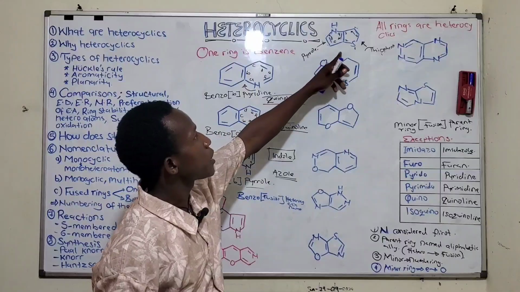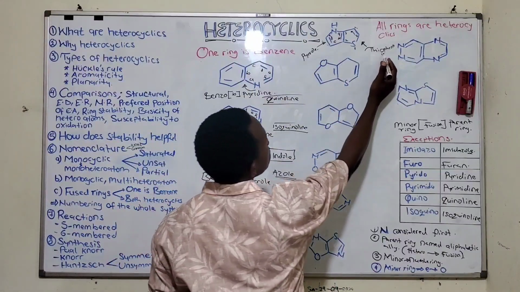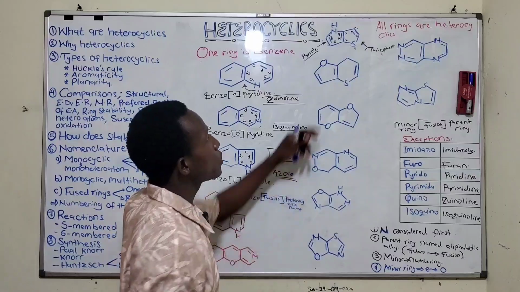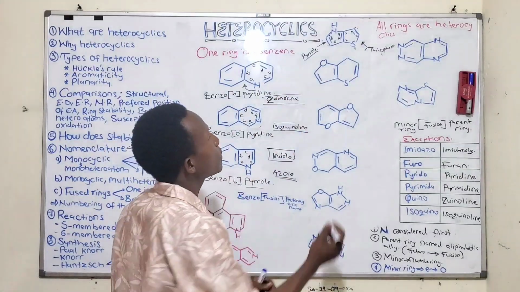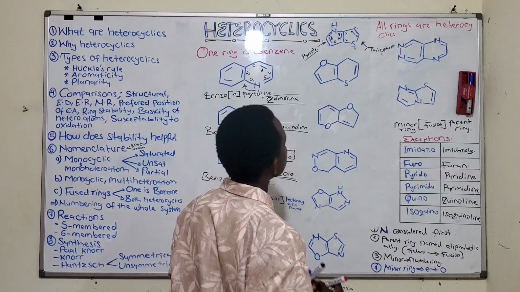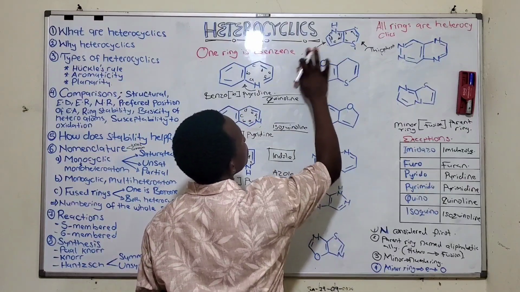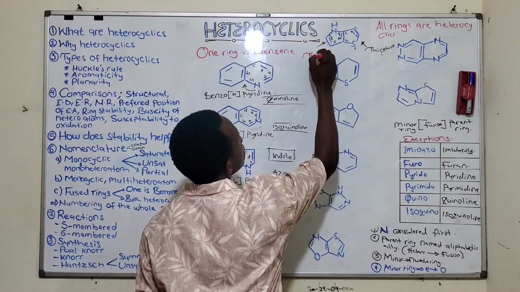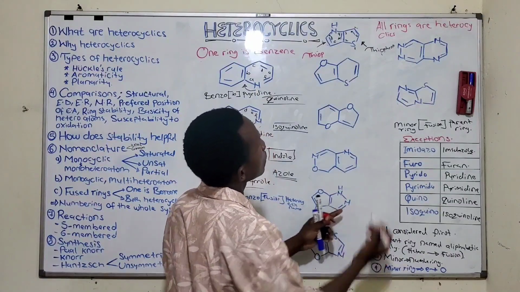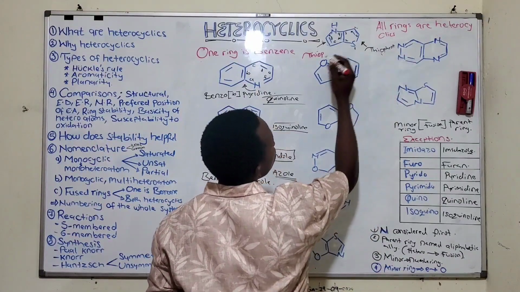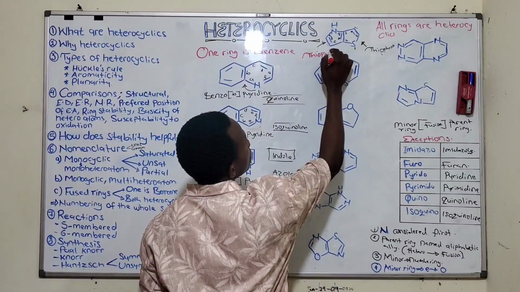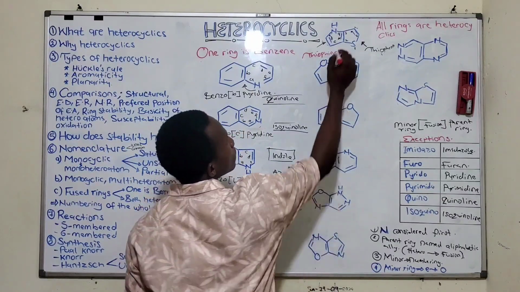Now, for this structure, we have thiophene and we have pyrrole, but pyrrole is the parent, so we don't need to change the E. So it will be thiophene. The ring will be, now thiophene, we say that the E will be changed to O, so it is thiopheno.